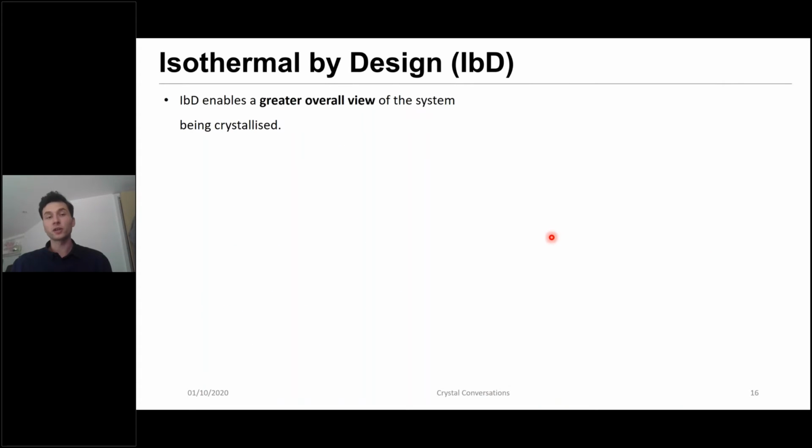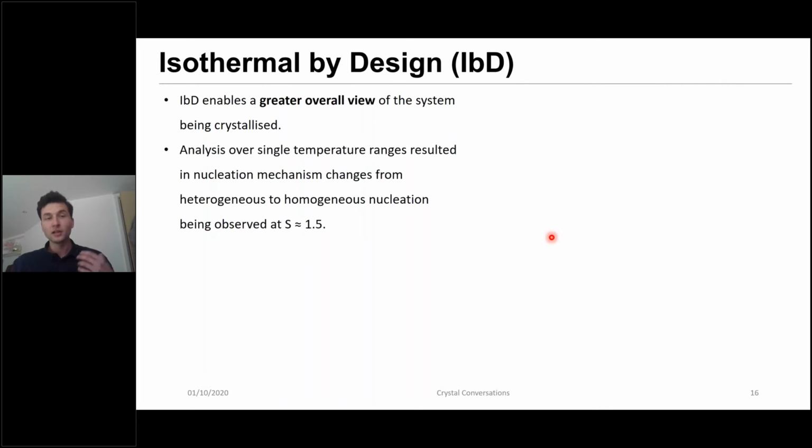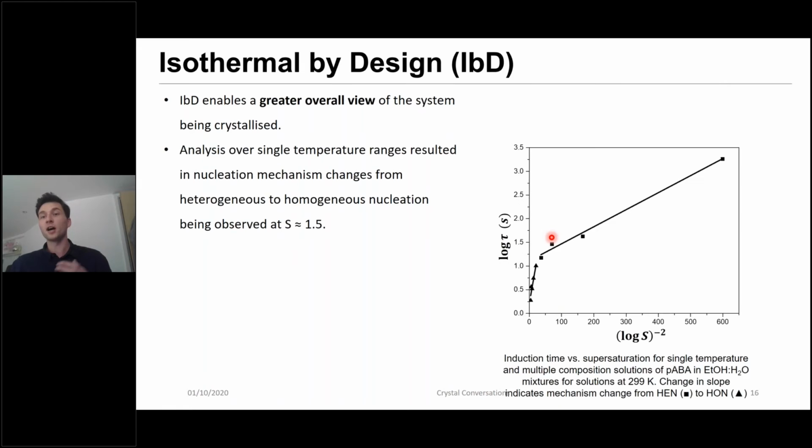What's more, because we've got so much data and we're using so many different compositions, etc., we get a great overview of the system. And from an analysis of this, looking at changes over a single temperature range, we spotted two separate regions, which might suggest that at the low supersaturations, we're getting heterogeneous nucleation. But at high supersaturations, we're getting a shift as the driving force increases to homogeneous nucleation.